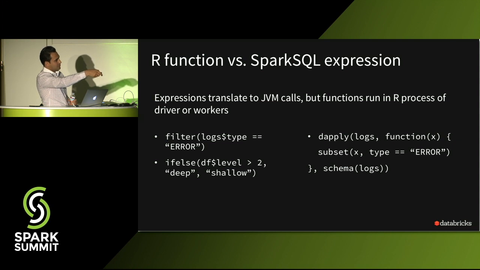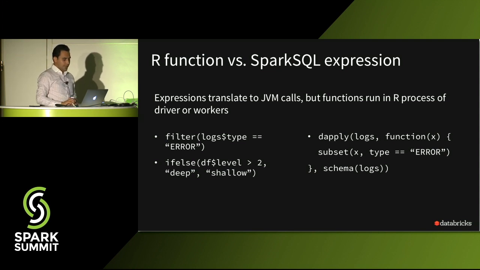Whereas this function here, where it does subset x types equals error, is going to be executed inside a worker, so it's an R function, not an expression. Similarly, SparkR has ifelse. You pass it a data frame column and two other expressions, and it returns either this or that, depending on the value. So these are expressions. There's going to be no R worker to execute these with SparkR, but the other is a function that will touch the R process on the worker. The types of errors and the types of performance implications are going to be very different for expressions versus functions.